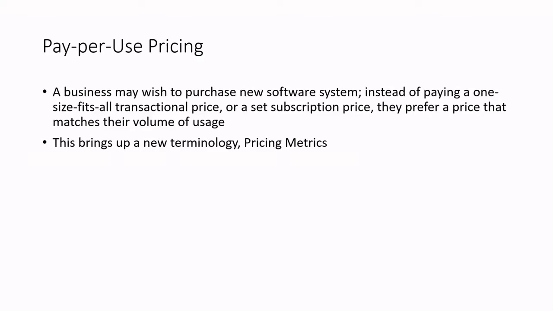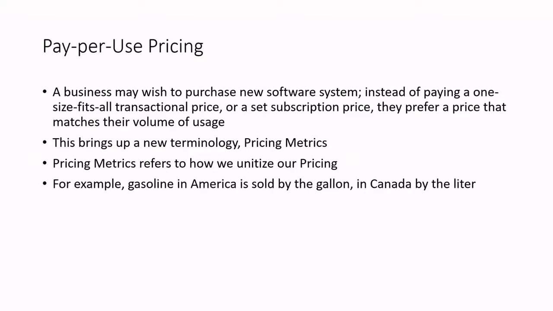And so to talk about this more, we'll bring up a new piece of terminology called pricing metrics. Pricing metrics refer to how we go about unitizing our pricing so that it fits customer needs. As an example, in America, we price gasoline by the gallon. But in Canada, we price that very same gasoline by the liter. It's just different ways people are used to purchasing the product, and matching the pricing metric, the way it's sold, to what the customer expects.